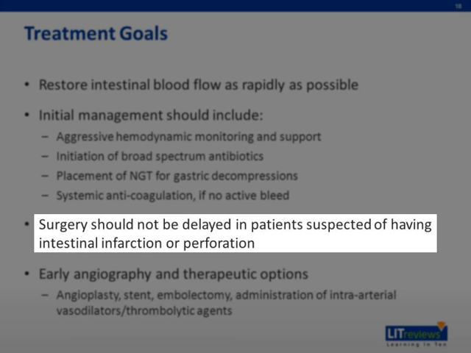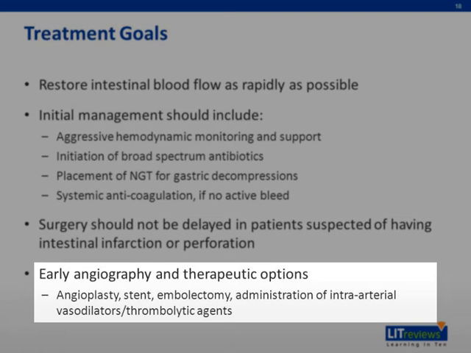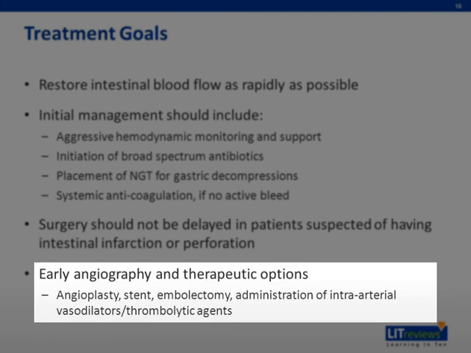Surgery should not be delayed in patients suspected of having intestinal infarction or perforation. In other patients in whom the diagnosis is unclear, the early performance of mesenteric angiography is imperative. Hemodynamic stability should be achieved prior to the study, since angiography will demonstrate mesenteric vasoconstriction, even in the absence of mesenteric ischemia. Therapeutic options during angiography include the administration of intra-arterial vasodilators or thrombolytic agents, angioplasty, placement of a vascular stent, and embolectomy, depending upon the cause of ischemia and anatomy of the obstruction.